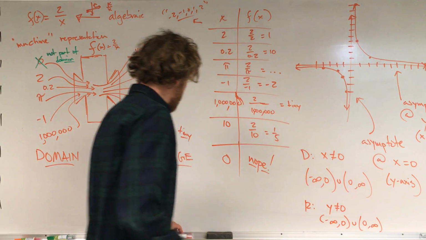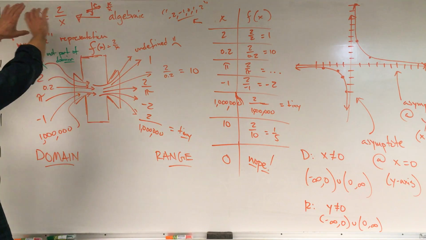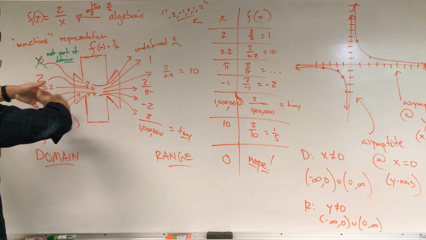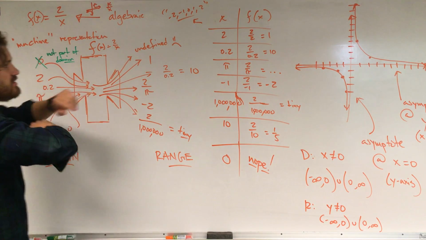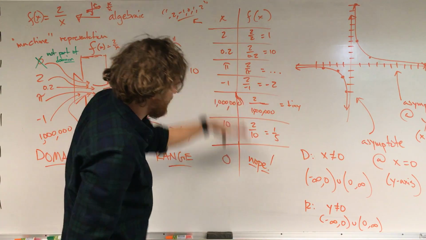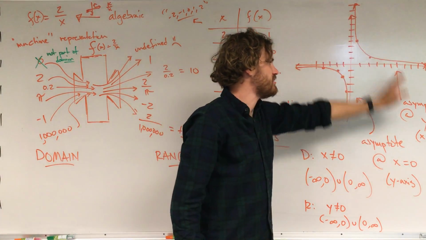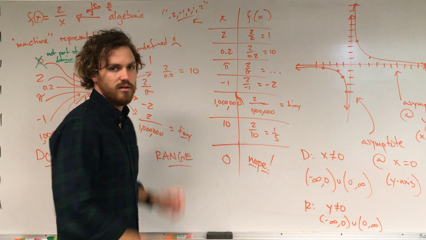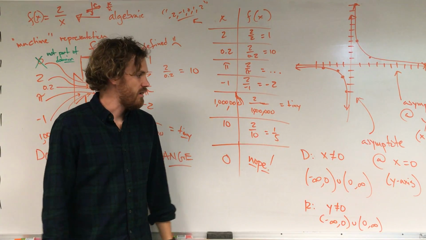So that's one example of thinking about a function algebraically in terms of sort of machine representation, inputs, outputs, in terms of a table, and in terms of a graph, and then looking at domain and range. So I hope that's helpful.